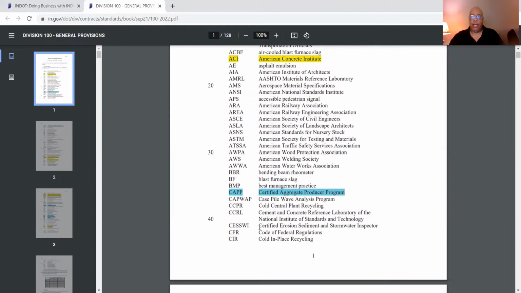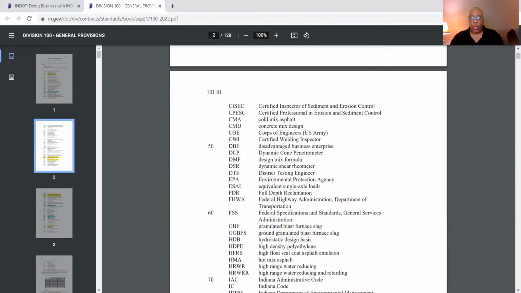Well, what is CESWE? CESWE is the Certified Erosion, Sediment and, let me make a correction, CESWE is the Certified Erosion, Sediment and Stormwater Inspector. That's an exam that you take so you can inspect all of the sediment and erosion control when you're out there in the field doing stormwater inspections. They're building stormwater infrastructure. All this is important.